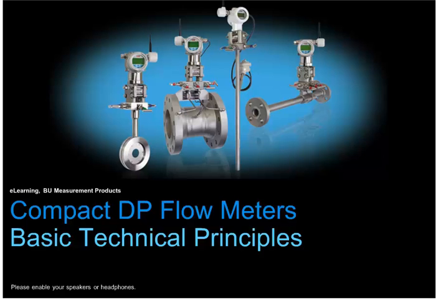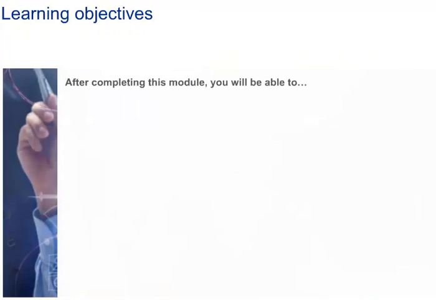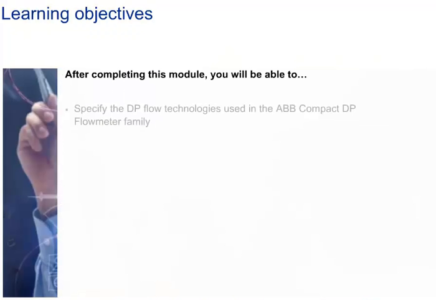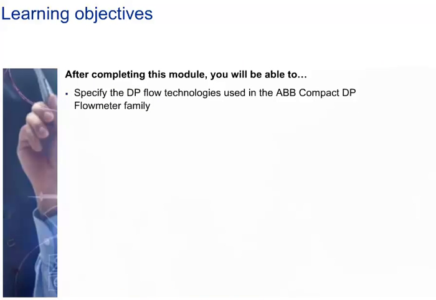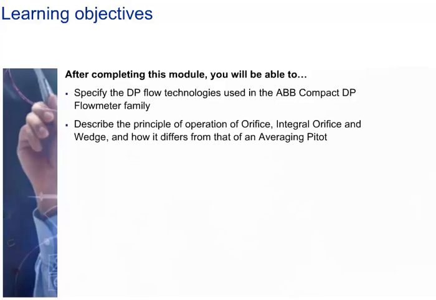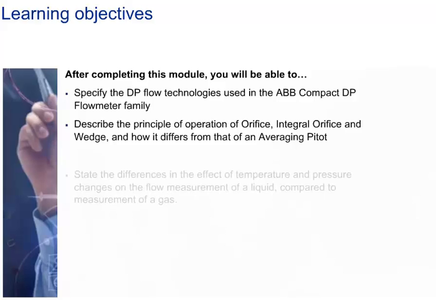This course module covers the technical fundamentals of compact DP Flowmeters. After completing this module, you will be able to specify the DP flow technologies used in the compact DP Flowmeter family, describe the principle of operation that applies to orifice, integral orifice, and wedge, and how it is different from the principle that applies to an averaging Pitot.